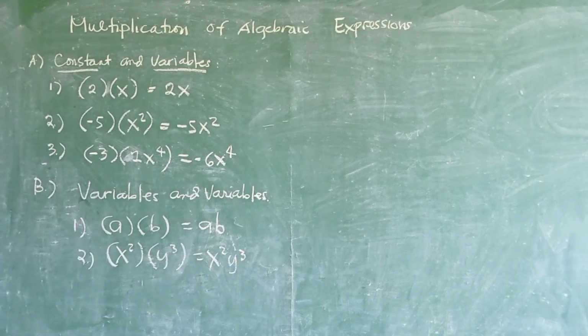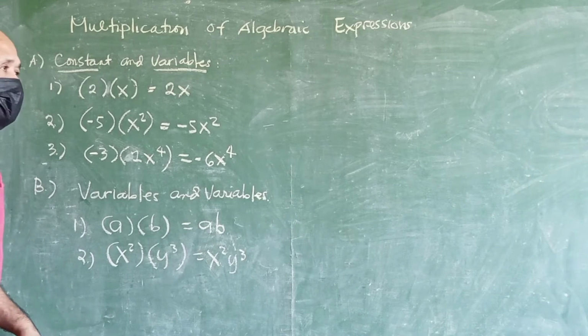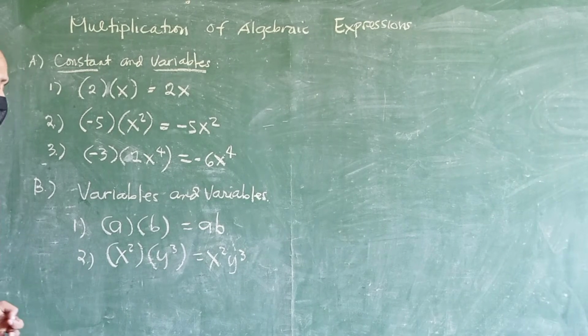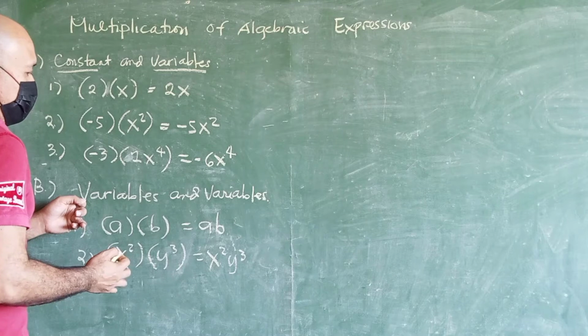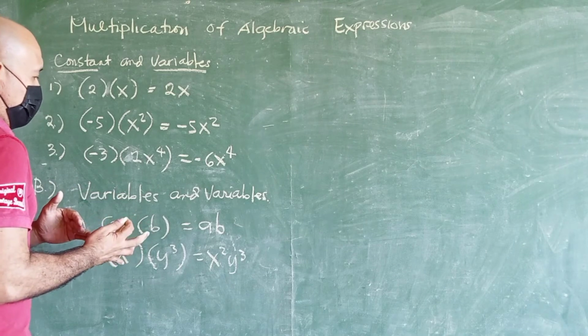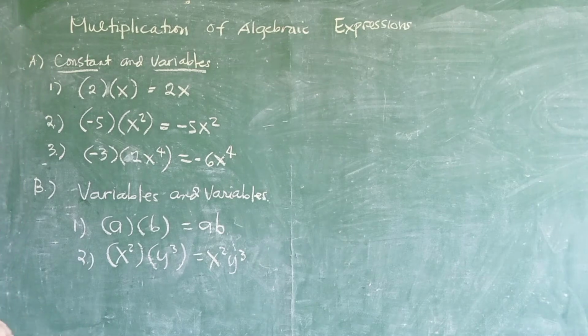Okay, so that's how you multiply variables if the given variables are not the same. Just copy them together as the final answer, or as the product, together with exponents if there are exponents. So for this case, we are considering multiplying variables where these variables are not the same.